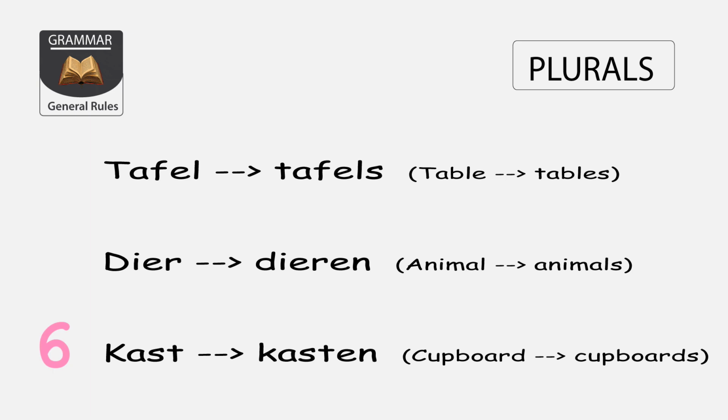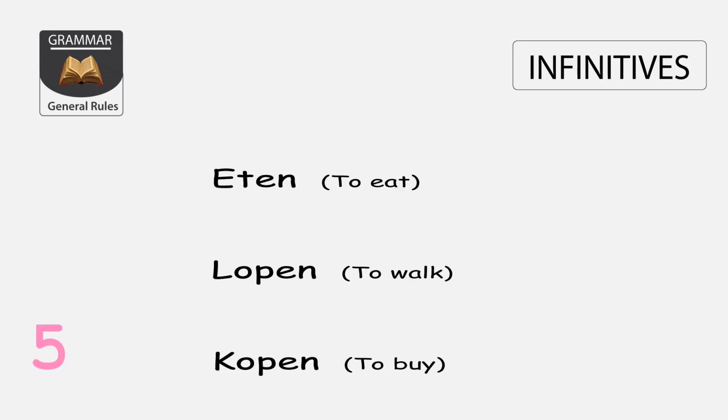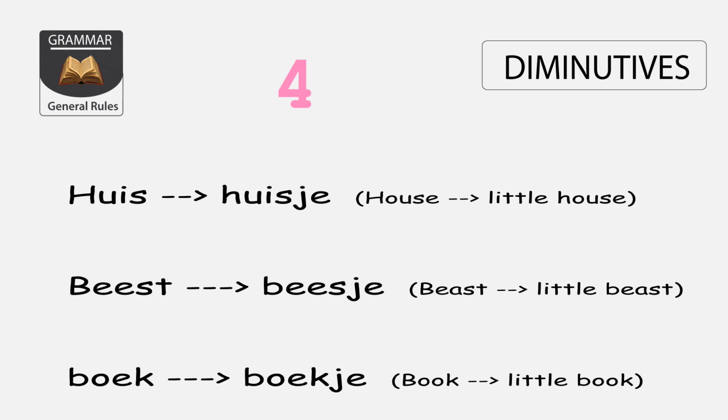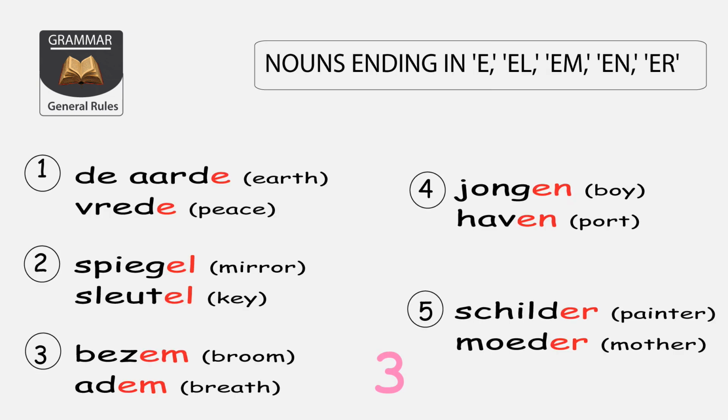Plurals. Tafel becomes tafels, dier becomes dieren, and kast becomes kasten. Infinitives. Eten, lopen, kopen. Diminutives. Huis, huisje, beest, beestje, boek, boekje. These are nouns ending in e, el, em, en, and er.